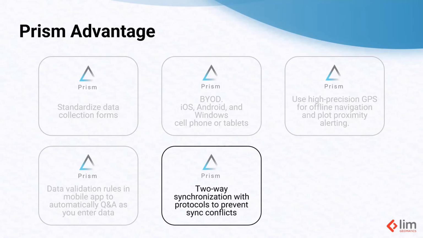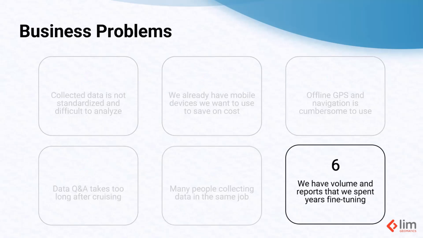So this is based on feedback from many users who have been in this situation. So we've engineered some neat ways of handling that to basically negate that being an issue. The last point we have, and we always hear, is that, hey, look, Lim Geomatics, we spent years fine tuning our volume equations and our reports, and if we can't bring those along, then we just can't move off of our current solution, no matter how good Prism is and how bad, but maybe not as efficient, the current solution they're using.